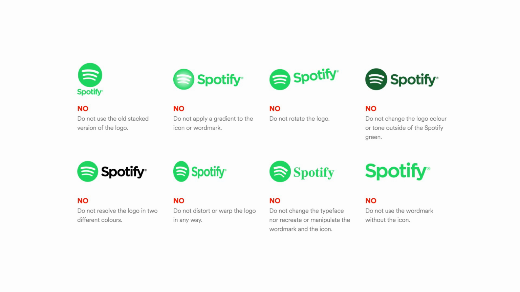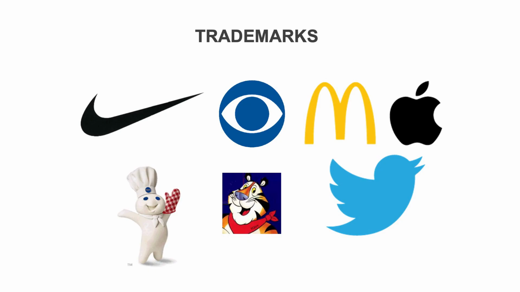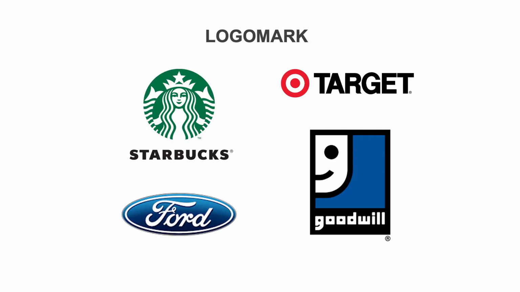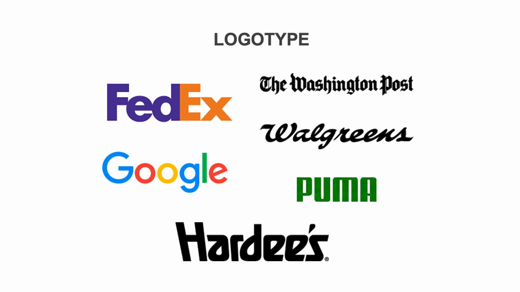Let's get started. A great logo has to represent a company and a business and represents its brand personality. Logo designs need to relay credibility, recognition, and expertise. The three types of logo design are trademarks, logomarks, and logotypes. A trademark is a designed name or symbol used by a business. A logomark is a combination of type and graphics. And a logotype is a name constructed out of unique typography or lettering.